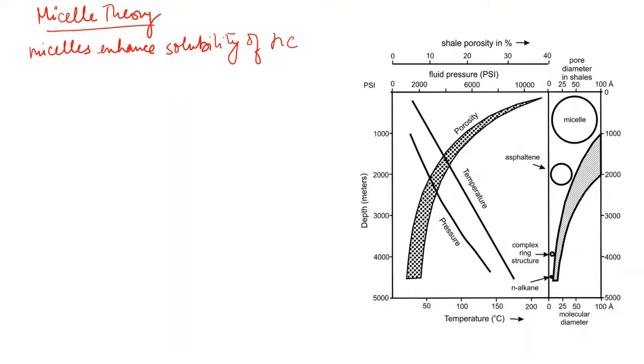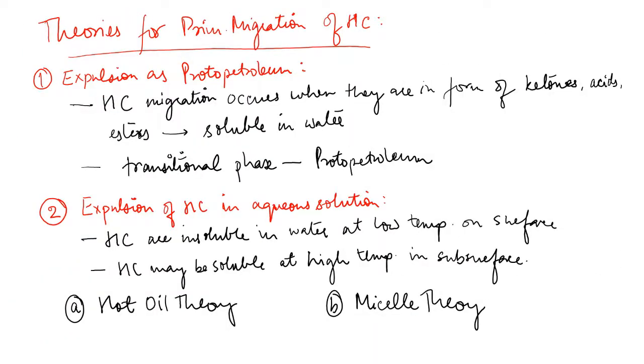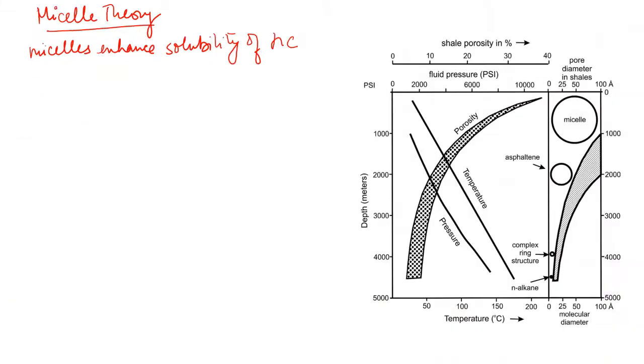So these micelles increase the solubility of the hydrocarbon in the water, and then they may help in the migration of this hydrocarbon. But this is also not sufficient to explain the primary migration of the hydrocarbons. So the micelle theory and the hot oil theory basically are part of expulsion in aqueous solution, but this is again not a very promising theory for the process of migration. The third theory is the expulsion of oil in gaseous solution.